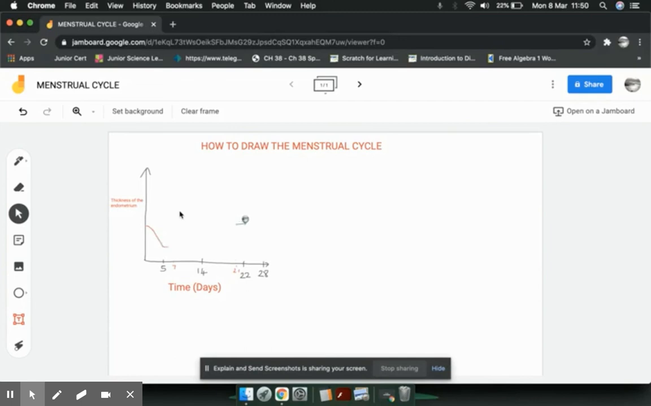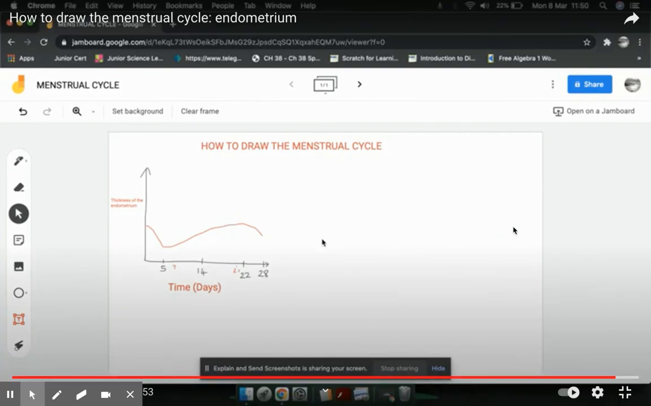But from that point onwards, up until day 22, it is also increasing. So it's sharply increasing again, back to roughly the same amount. And I'm just going to pause there, roughly the same kind of thickness as it was on day 0. And at day 22, you can see there that it has decreased again because fertilization has not occurred.